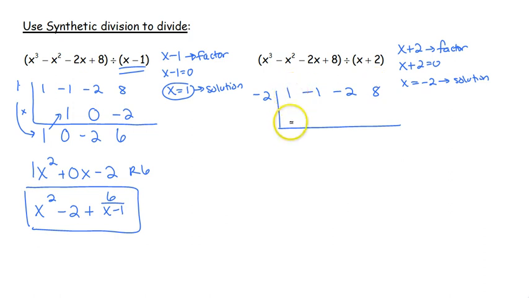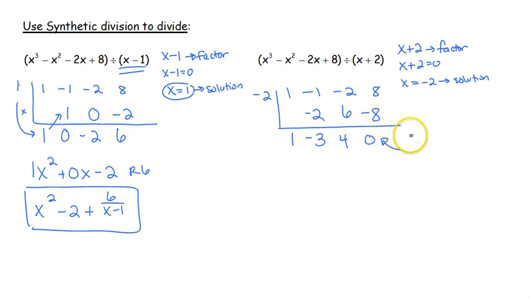Bring down the first piece, which is 1. Multiply a negative 2 times 1 gives us a negative 2. We combine these two numbers, so a negative 1 and a negative 2 gives us a negative 3. A negative 2 times a negative 3 is a positive 6. Negative 2 plus 6 is 4. Negative 2 times 4 is a negative 8. 8 minus 8 is 0.